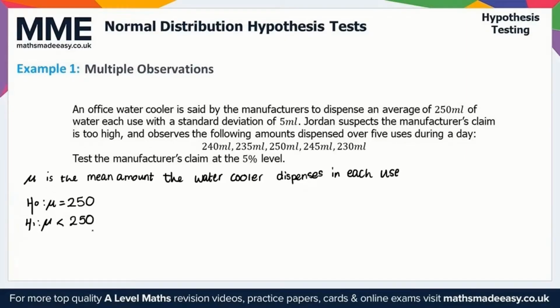Now let's define the test statistic. So the test statistic here, if we write this out in full, well, this is x bar, and that's the mean of the 5 observations. Okay, so we write that in full.